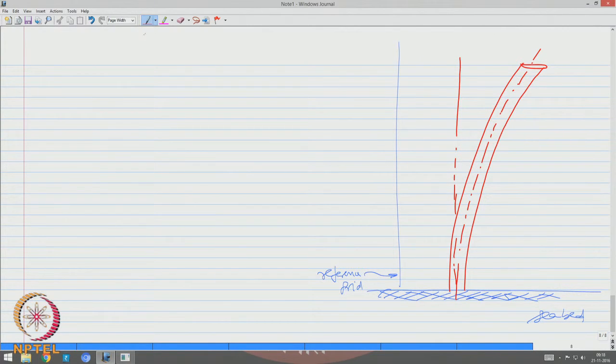Let us say the initial displacement of this is u g. At any height z, we say the displacement caused is u. Therefore, one can say u total is actually ground displacement plus displacement caused by the load.